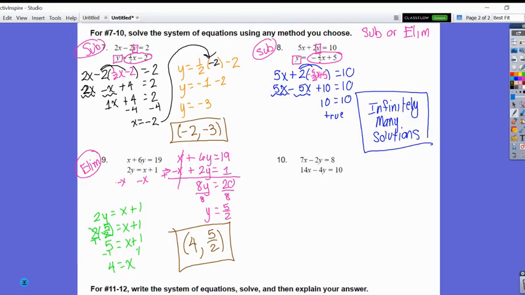Now for that number 10, 7x minus 2y equals 8, and 14x minus 4y equals 10. This one, when I look at that, I am going to be choosing that elimination method because I see that I have an x column, a y column, and a number column. Now, am I ready to add them right now? No, I'm not. I don't have the same number, same coefficient with different signs on either of those.